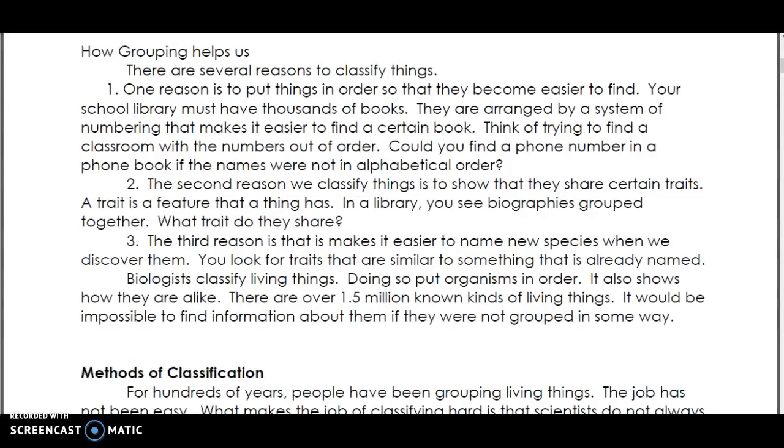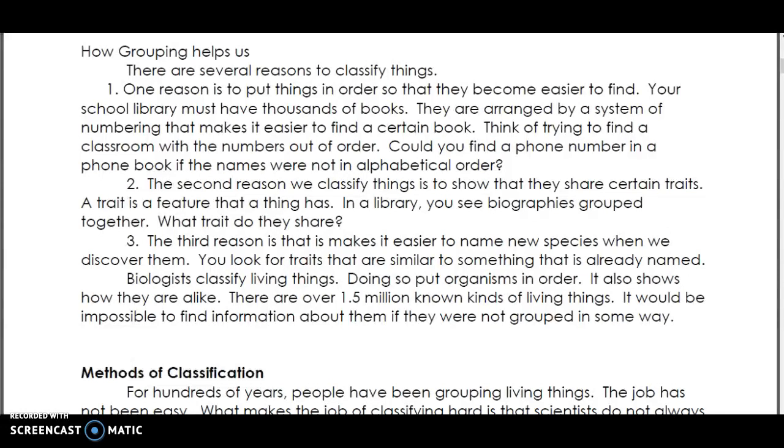Two, the second reason we classify things is to show that they share certain traits. A trait is a feature that a thing has. In a library, you see biographies grouped together. What trait do they share? Three, the third reason is that it makes it easier to name new species when we discover them. You look for traits that are similar to something that is already named.